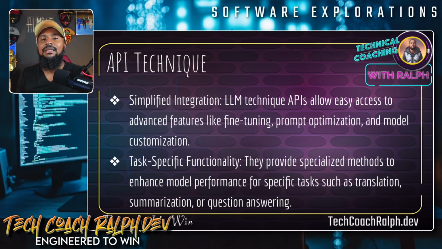The API technique: simplified integration. The large language model API allows easy access to advanced features like fine-tuning, prompt optimization, and model customization. When we're working in the mornings, like using OpenAI, I can choose which model I want to use that they offer. There are so many different ways I can customize how I want to use OpenAI's API. Task-specific functionality: they provide specialized methods to enhance model performance for specific tasks such as translation, summarization, or question answering.